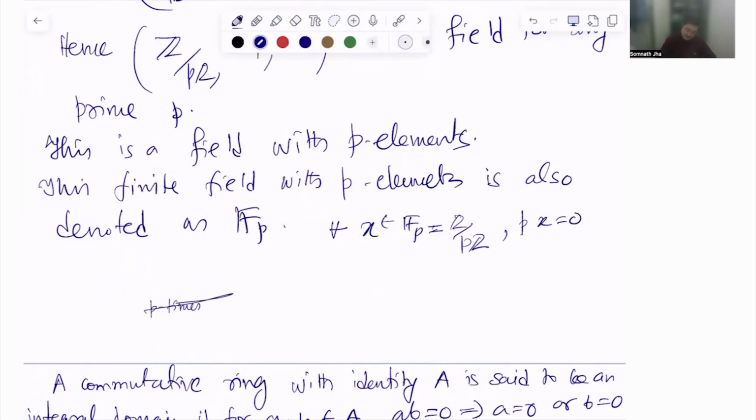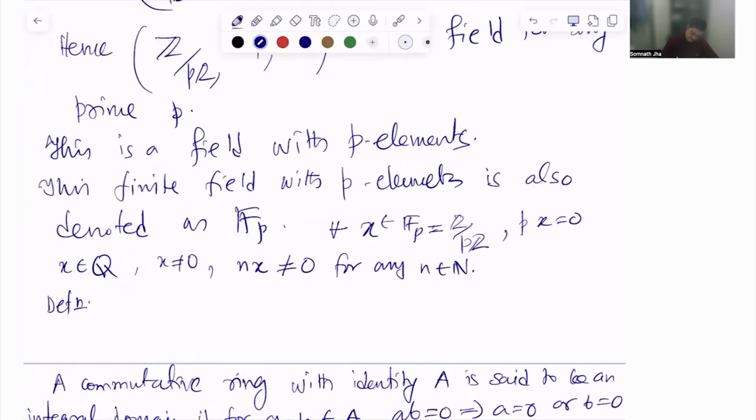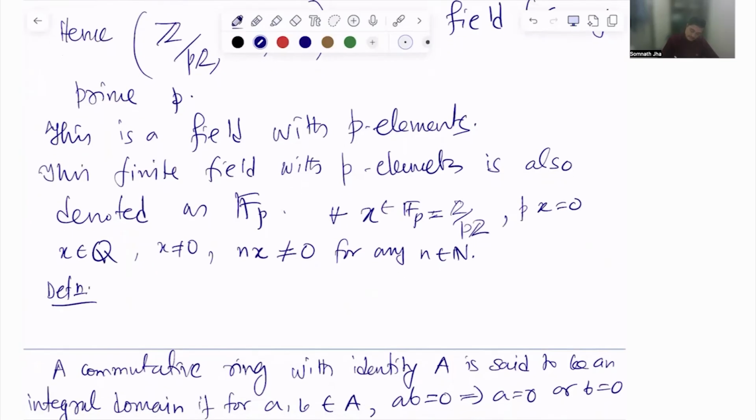On the other hand, if I take some other field, like x in Q, right? Then if I take any n times x, and x is not equal to 0, of course, then n times x is also not equal to 0 for any n in N. So this raises this definition: the characteristic of a field.